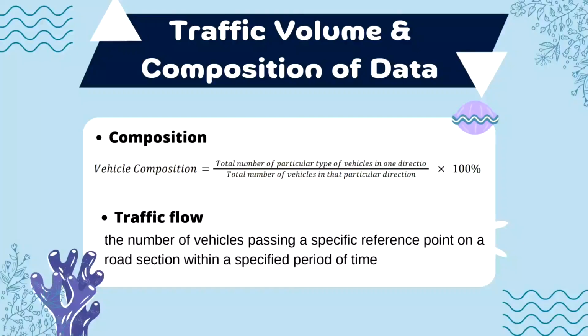Moreover, there are traffic volume and composition data. First, the composition is the total number of a particular type of vehicle in one direction divided by the total number of vehicles in that direction, multiplied by 100%. Second is traffic flow, defined as the number of vehicles passing a specific reference point on a route section within a specified period of time.